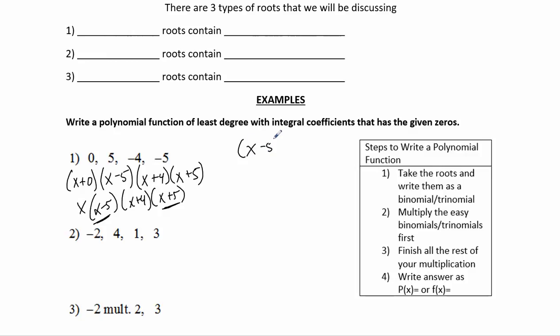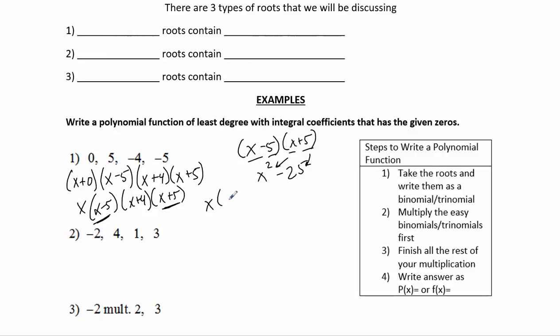Because if I take x minus 5 and x plus 5 and I multiply it together, I actually get x squared minus 25. I can do that right in my head. The middle terms cancel. Okay, so x times x is x squared. Negative 5 times 5 is 25 with the minus there. So that's the easy one. That's why I'm saying do the easy ones first because it just makes more sense that way.